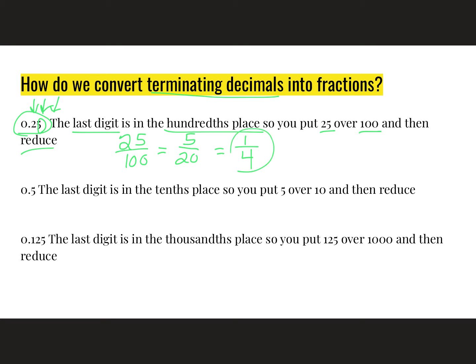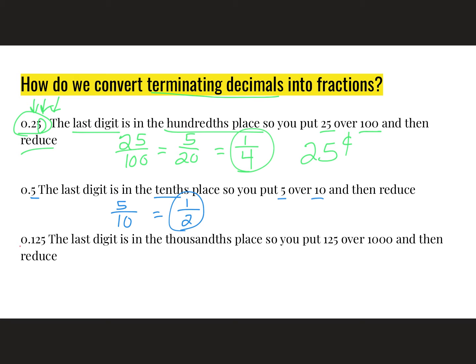Guys, this is a quarter. That is why a quarter is worth 25 cents. 1/4 is 0.25. Okay, what about this one? This next one, 0.5. The last digit is in the tenths place, so you simply put the 5 over 10. 5 over 10. Again, I know 5 goes into both of them, so 5 divided by 5 is 1, and 10 divided by 5 is 2. 1/2.